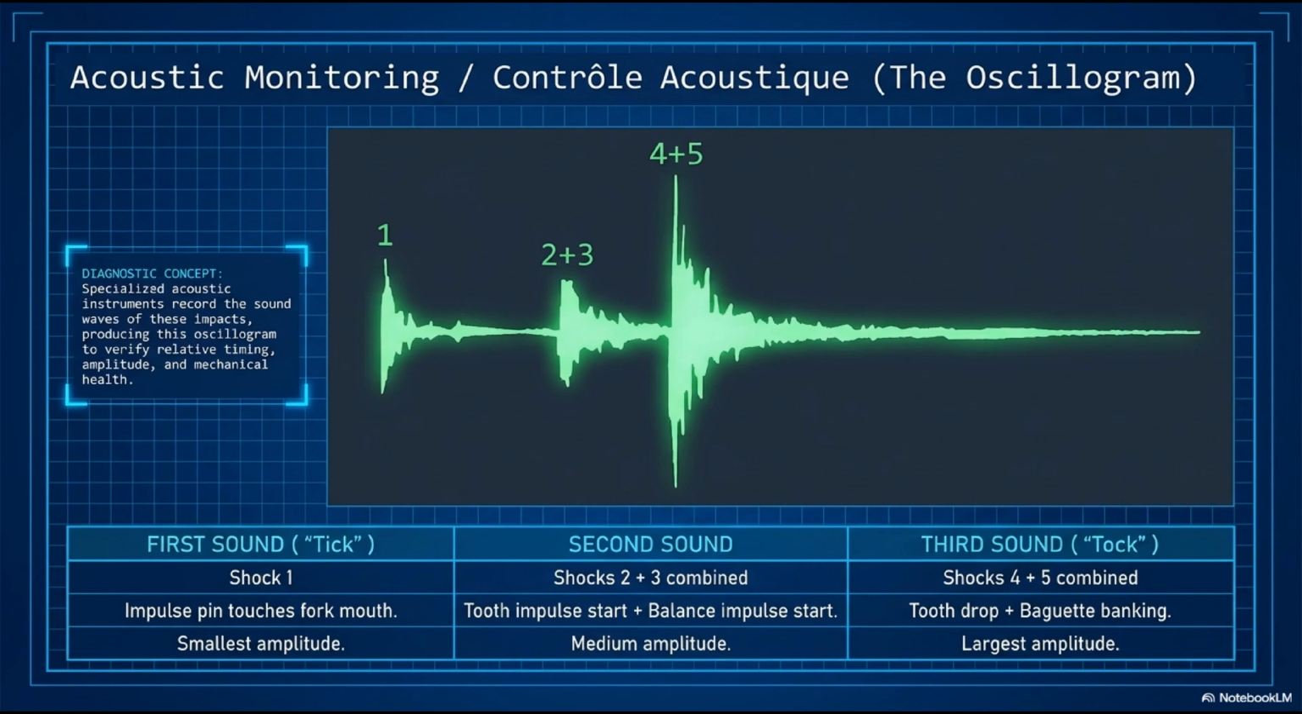The oscillogram is used by timing machines that simultaneously measure rate, amplitude, and beat error. A trained watchmaker reading an oscillogram can often identify gross escapement faults without disassembly.